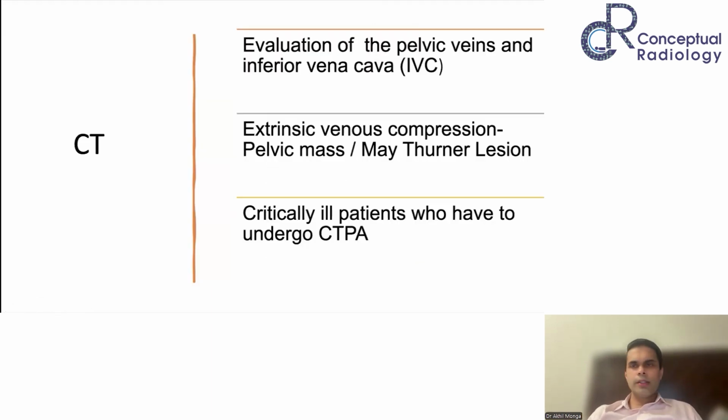Then evaluation of the inferior vena cava and so on, if required. What is the extent? Often we have fatty patients and in the iliac area you can't really see the iliac veins, so you need a CT. You need to rule out May-Thurner anatomy. You need to rule out any extrinsic compression. And of course, sometimes we combine it with a CTPA or pulmonary angiogram to make sure that PE is also not there if the patient is a little sick.